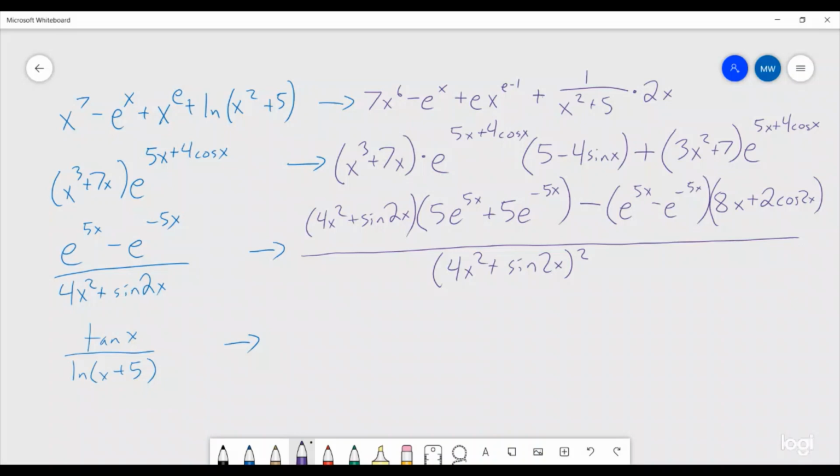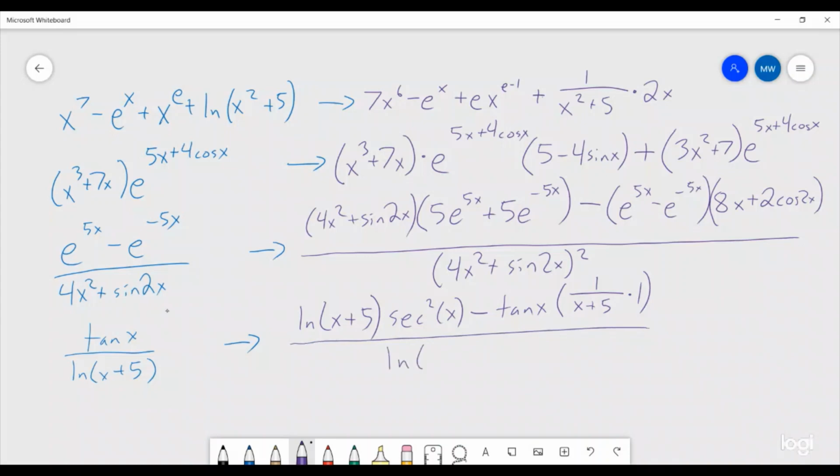And now the last one. This is another quotient rule one. So we got low d high, natural log of x plus 5, times the derivative of the top. If you don't know the derivative of tangent, you can get it by using the quotient rule, but the derivative of tangent is secant squared. So we got natural log of x plus 5 times secant squared x, minus high d low, times the derivative of natural log of x plus 5, which is 1 over x plus 5 times the derivative of x plus 5, which is 1, all over the bottom squared. And there you go. Those are all of those different derivatives.